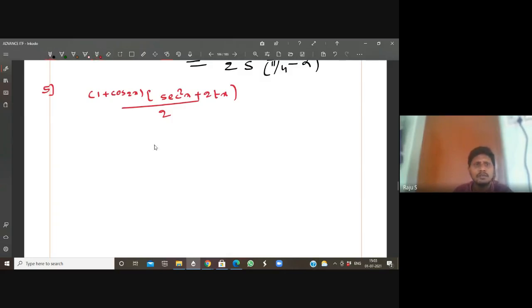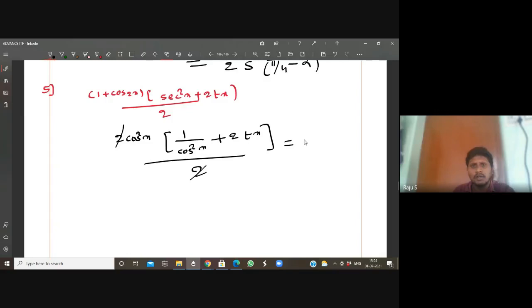1 plus cos 2x is 2 cos square x. Direct formula, you know. Cos 2x is 2 cos square x minus 1, plus 1 cancels. I said many times, remember this formula: 1 plus cos 2x, 1 minus cos 2x. And also you can write the reciprocal, right? Secant square can be written as 1 by cos square x, plus 2 tan x. Okay, 2 tan x, whole divided by 2, so the 2 gets cancelled.